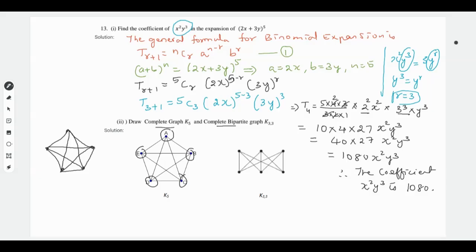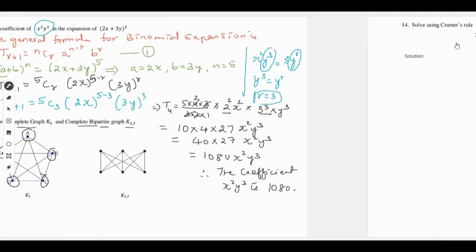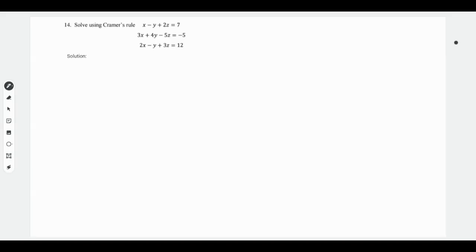And the complete bipartite graph K3,3 means it is a pair of sets of 3 nodes, and then they are connected with each other. Then this is how you get the bipartite graph for K3,3. Then moving with the next question, we have Cramer's rule.